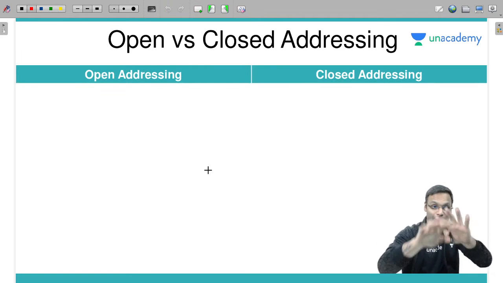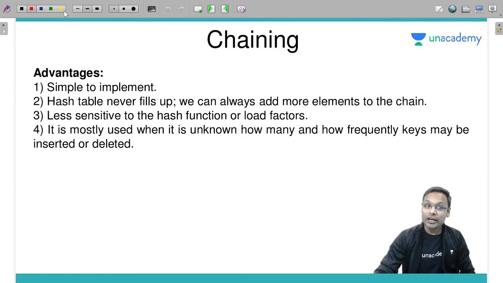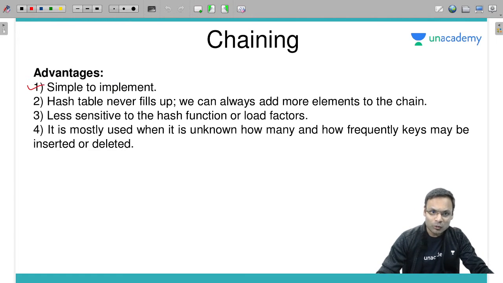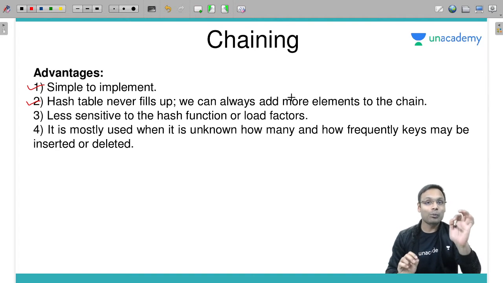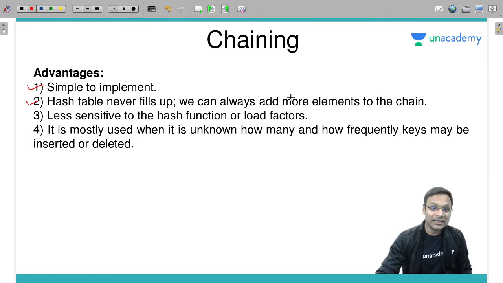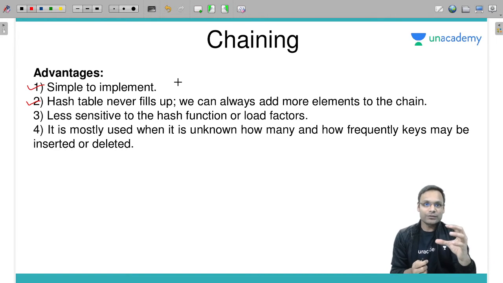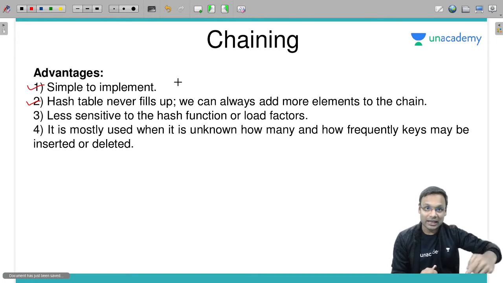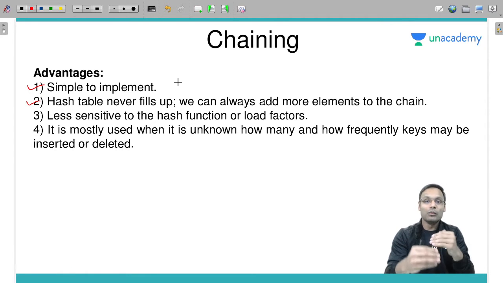Now if we have seen this particular difference, then the advantages of chaining I have already told you yesterday. It is very simple to implement. The hash table never fills up, meaning you can always add more elements in the chain. So there is no overflow problem in chaining. Then this is less sensitive to the hash function. What is the meaning of sensitivity? Sensitivity means if the hash function is generating the same location again and again, it may have more and more collisions.